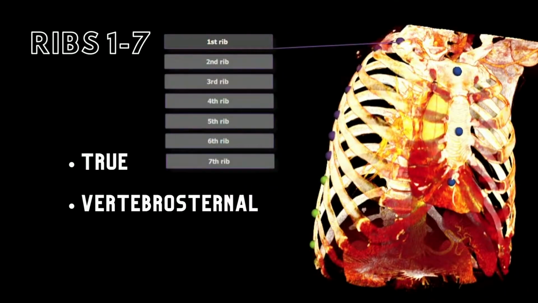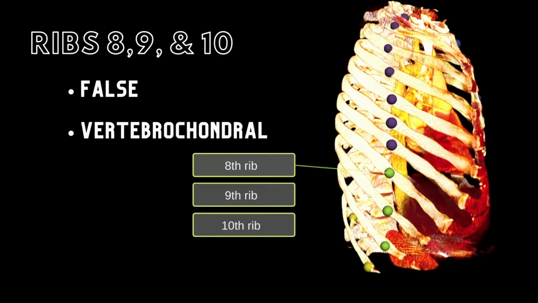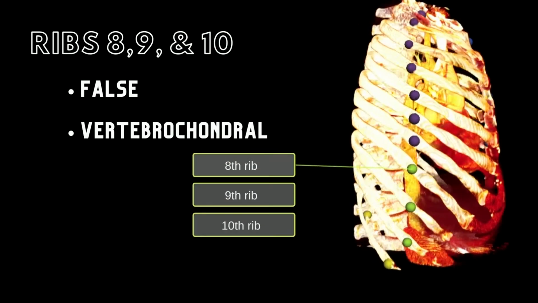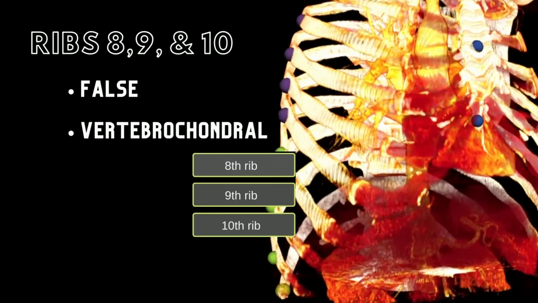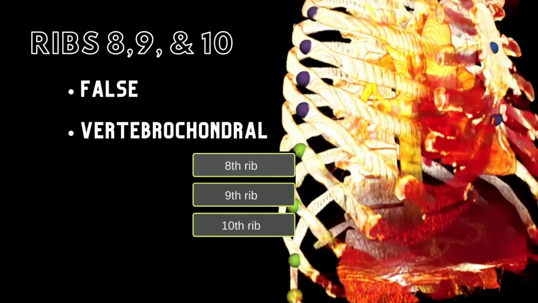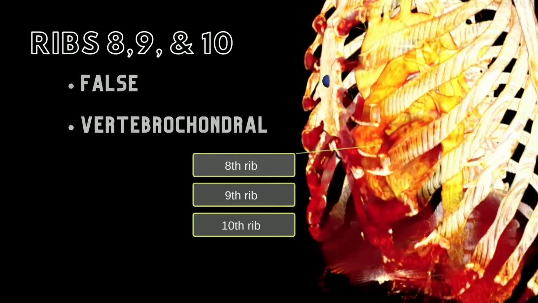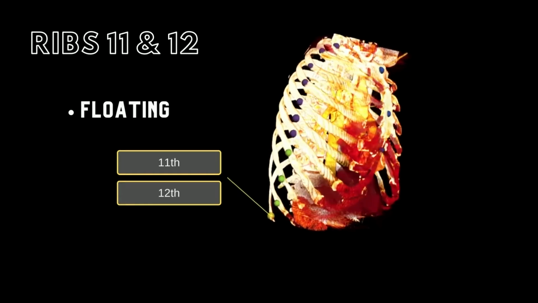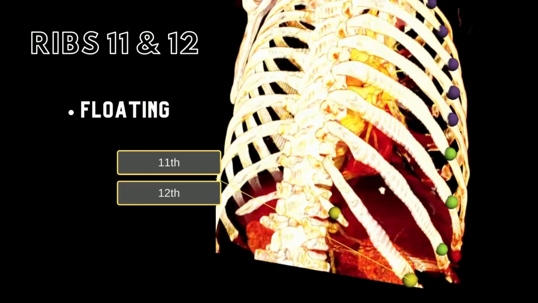Ribs 1 through 7 are called true or vertebrosternal ribs. Each of these ribs connects anteriorly to the sternum with separate individual costal cartilages. Ribs 8, 9, and 10 are called false or vertebrochondral ribs because they do not connect directly to the sternum by separate individual cartilages. Instead, the costal cartilages of the false ribs fuse together before attaching to the sternum. Ribs 11 and 12 are called floating ribs because they do not attach to the sternum at all.